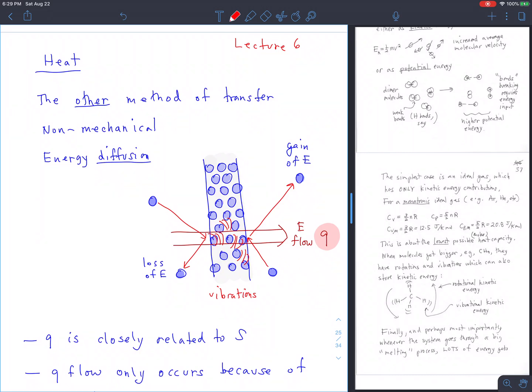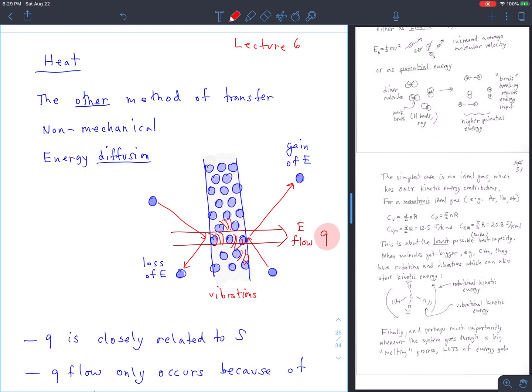Last lecture we talked about work. Now we're going to talk about the other mechanism by which energy can transfer from the system to the surroundings or vice versa, and that's heat. Work is a mechanical means of transfer. There's some force, there's some displacement. For the PV case, the force is usually pressure, and the displacement is usually some kind of volume change. But heat is a completely different kind of thing.